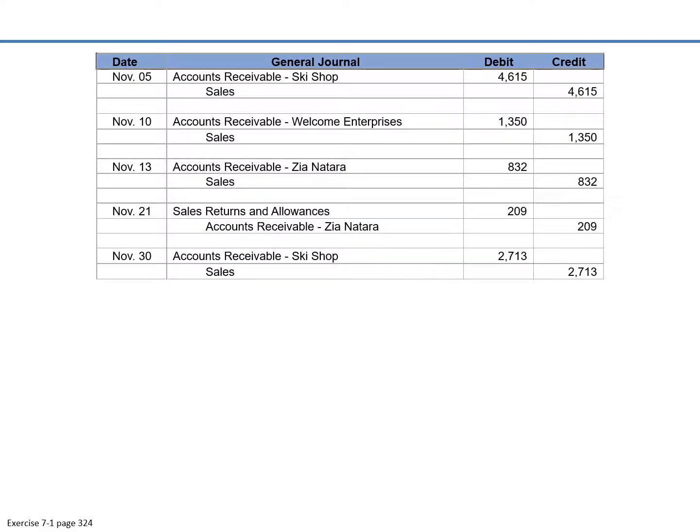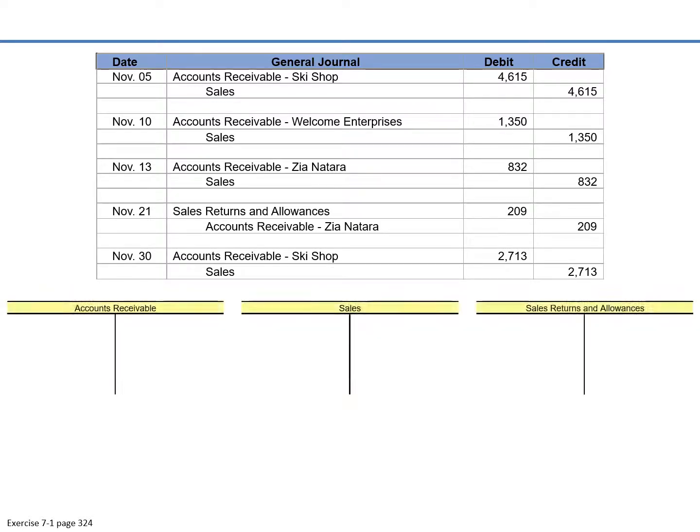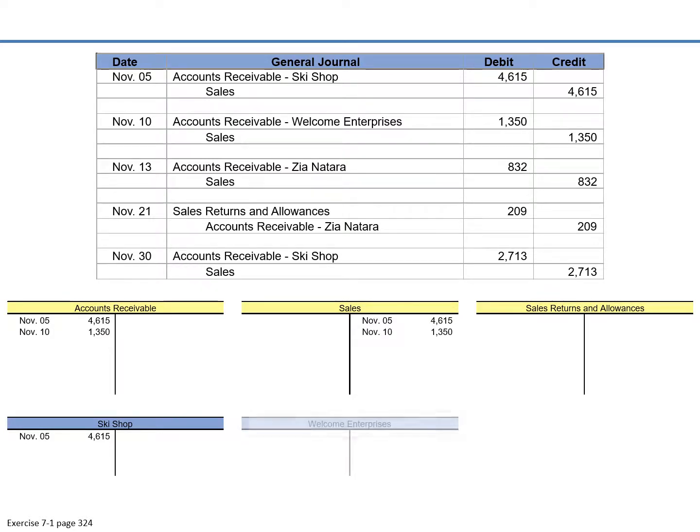Okay, so here's all the transactions from the previous slide for our reference. We have our T accounts there. We're going to begin to post all of our debits to the left side of the applicable T accounts and the credits to the right side. So there you have your accounts receivables and your sales. But we also need to post that to the subsidiary ledger for Ski Shop, right? Then we have our next accounts receivable transaction and sales posted to their T account, right?